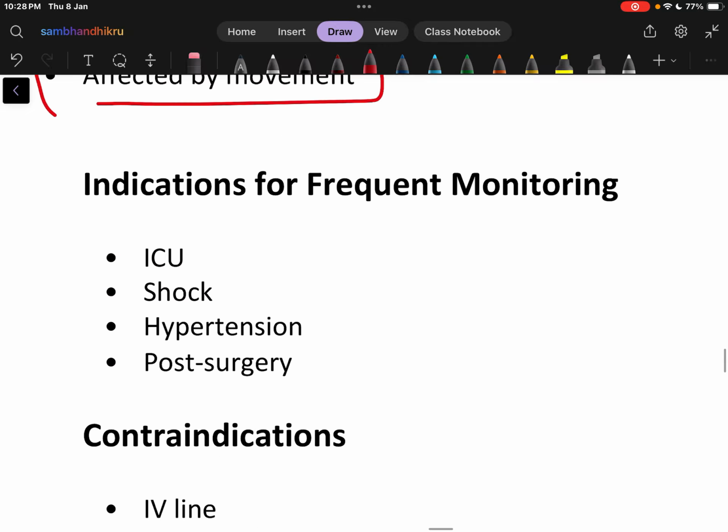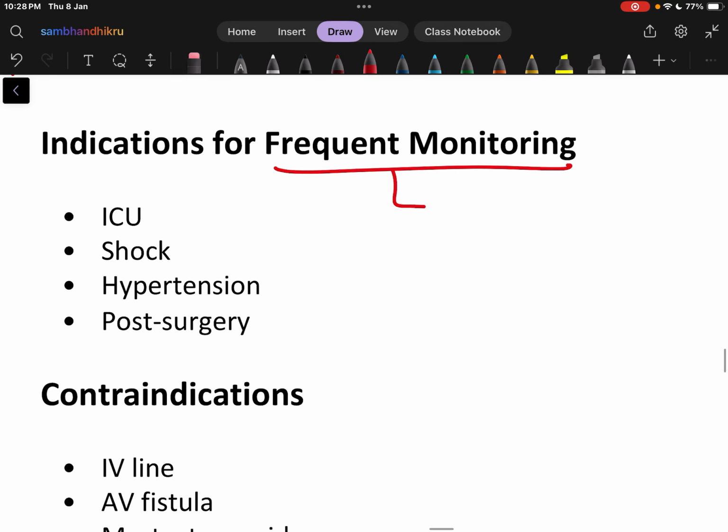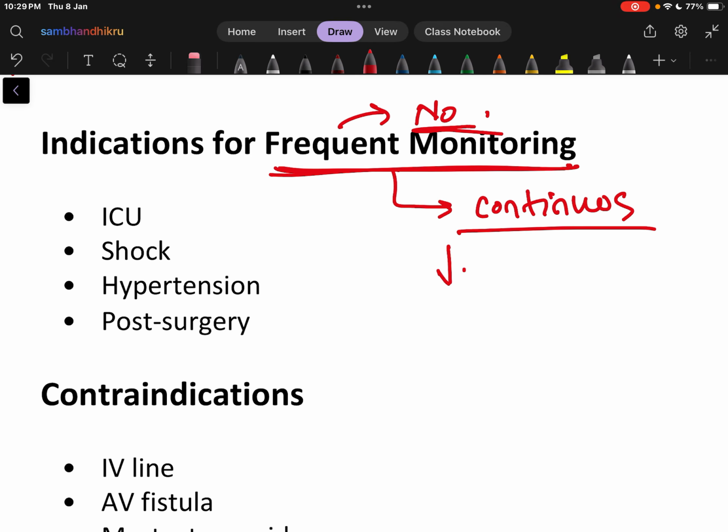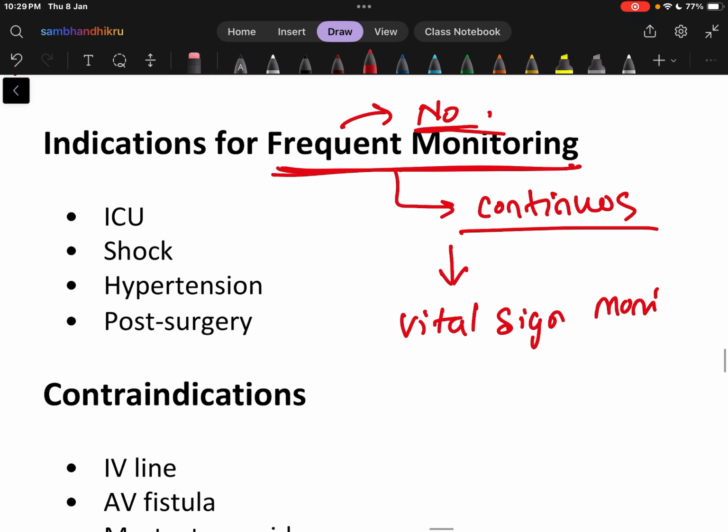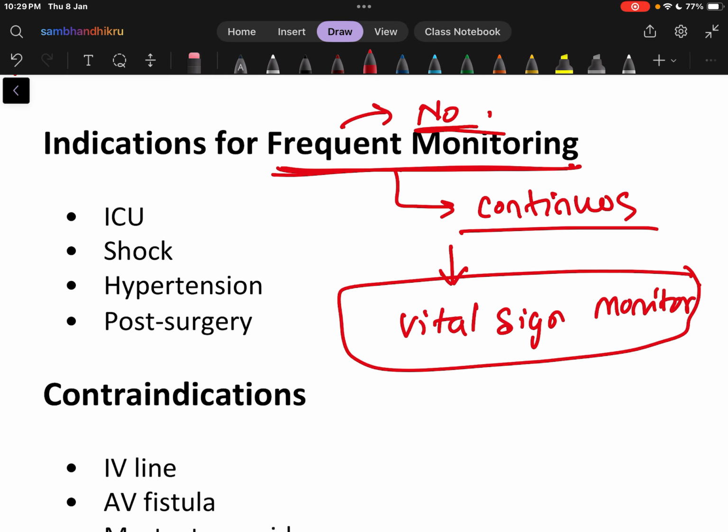Okay, indications of frequent monitoring: why do we need to do frequent monitoring? Frequent means the number of times we need to assess is more; that is frequent monitoring. Whatever the continuous monitoring by the vital sign monitor will be there. You check this image also in Google.